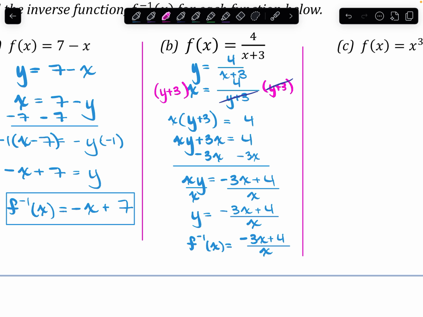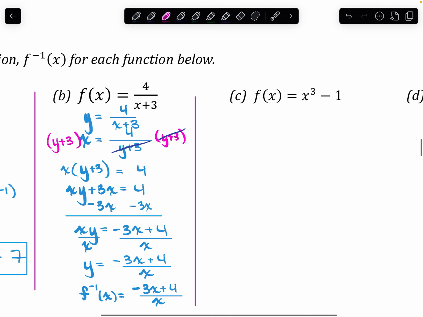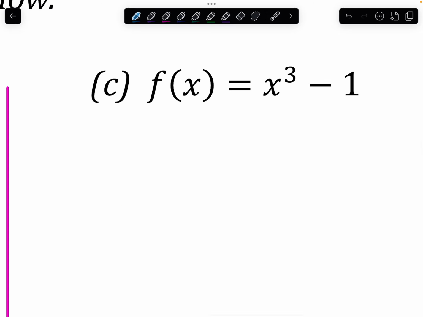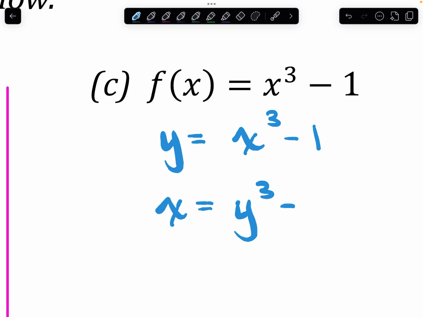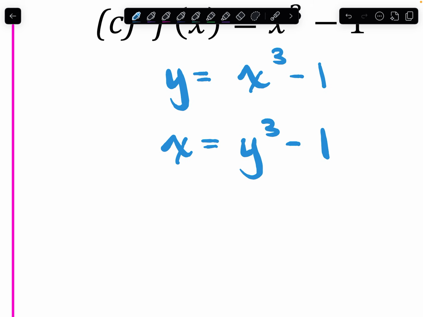All right, next. f of x is x cubed minus 1. Drop the fancy. Switch them. Solve. All right, so to get y by itself, y has an exponent on it. When something's got an exponent on it, that term's got to be isolated. So we're going to add 1 to both sides.